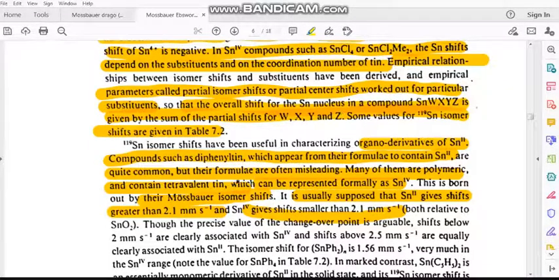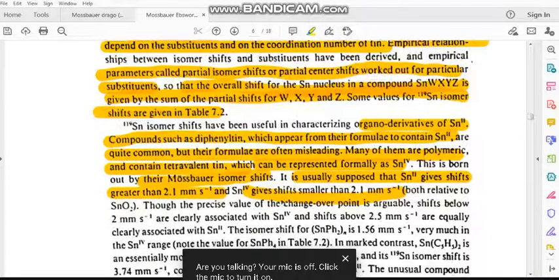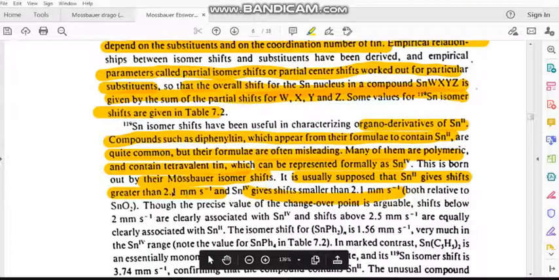So that means on the tin we have four alkyl substituents, which can be represented formally as tin 4. So from the formula we can say tin 2, but it has a polymeric structure. It contains tetravalent tin, and we can represent it formally as tin 4. This tin 4 result comes from the isomer shift. It is usually supposed that tin 2 gives shifts greater than 2.1 mm per second, whereas tin 4 gives isomer shifts smaller than 2.1 mm per second.